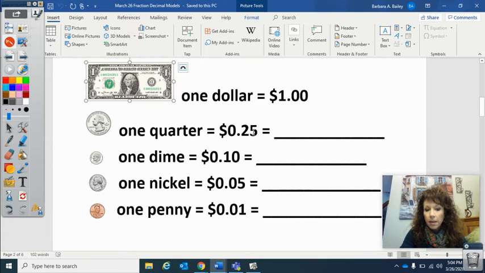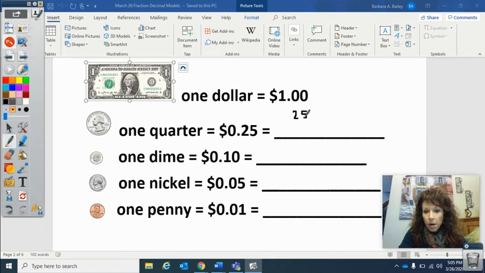Remember, we always say the place value where the last number is located. So the 5 is in the 100th place. So 25 cents or 1/4 can also be said as 25/100. So I'm actually going to use my pen and I'm going to write that, because 25/100 expressed here as a decimal can also be written as the fraction 25/100.